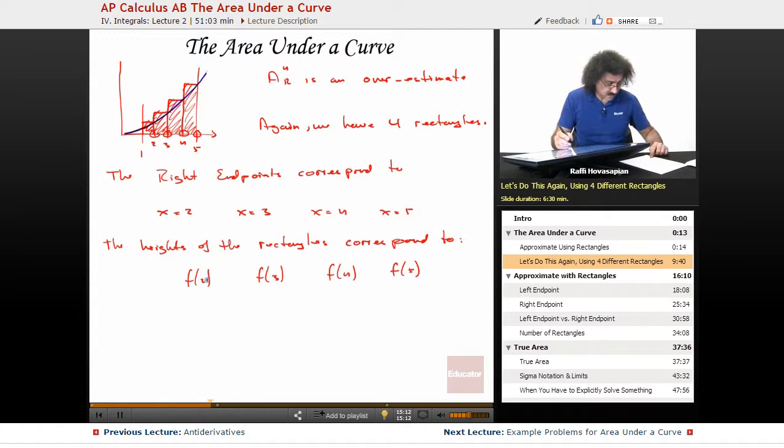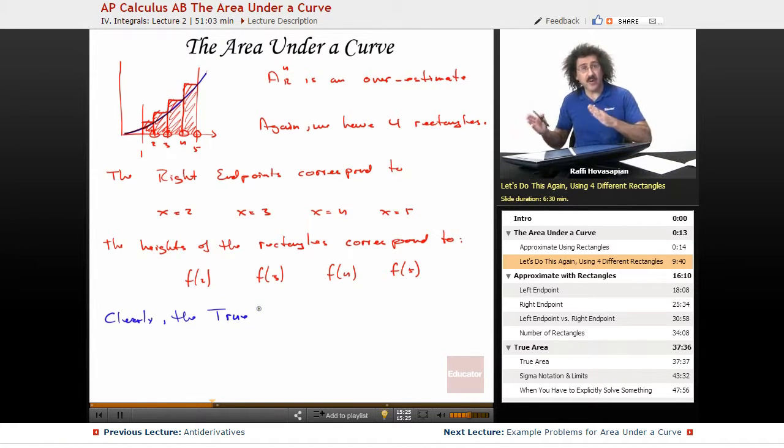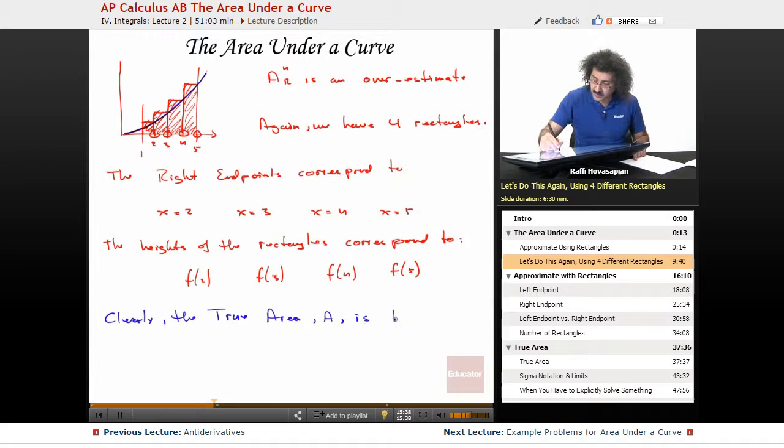Okay, so the true area, back to blue here, clearly the true area is something between the overestimate and the underestimate. It's going to be more than 30 and less than the 54, whatever it is that we got. The true area, which we'll call A, is between these two.